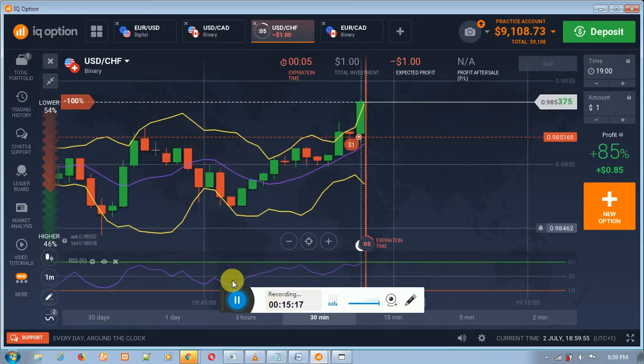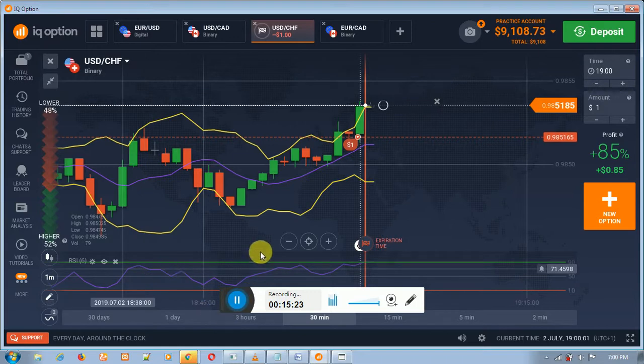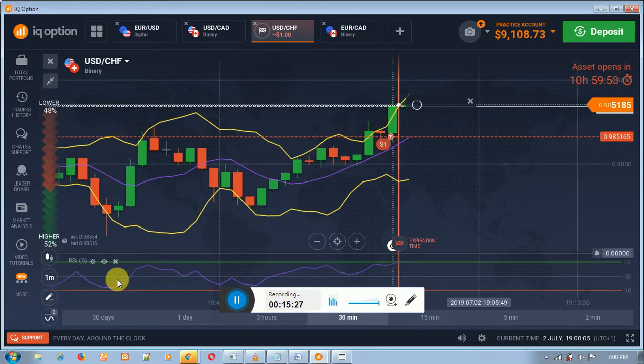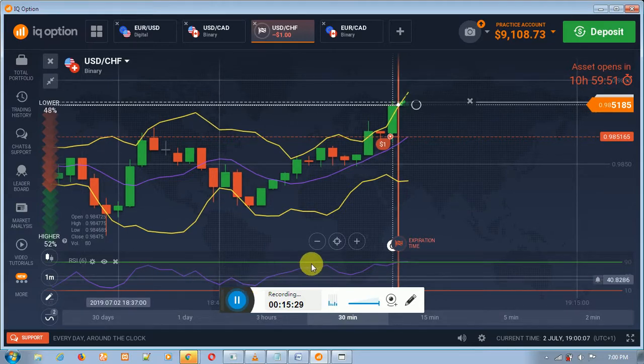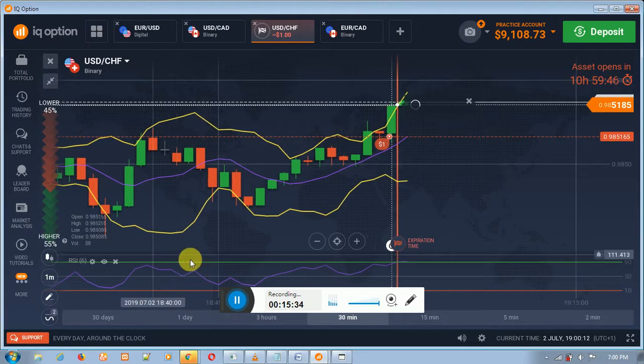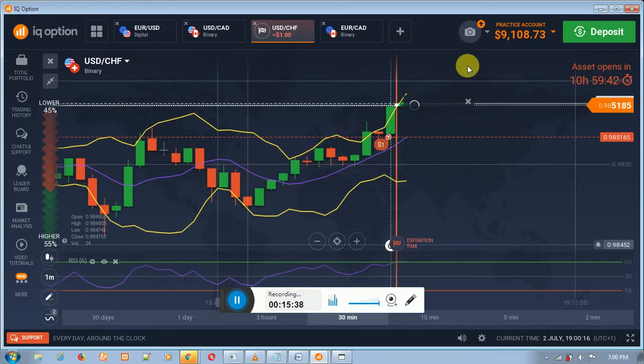This is exactly what I'm talking about. When the candle is not going in a zigzag direction, going up and coming down, going up and coming down, don't trade this market. Look at this. It's just in the middle. It's not going up, touching down, going up, touching down. This is not a perfect market to trade. We have to be very careful with this.